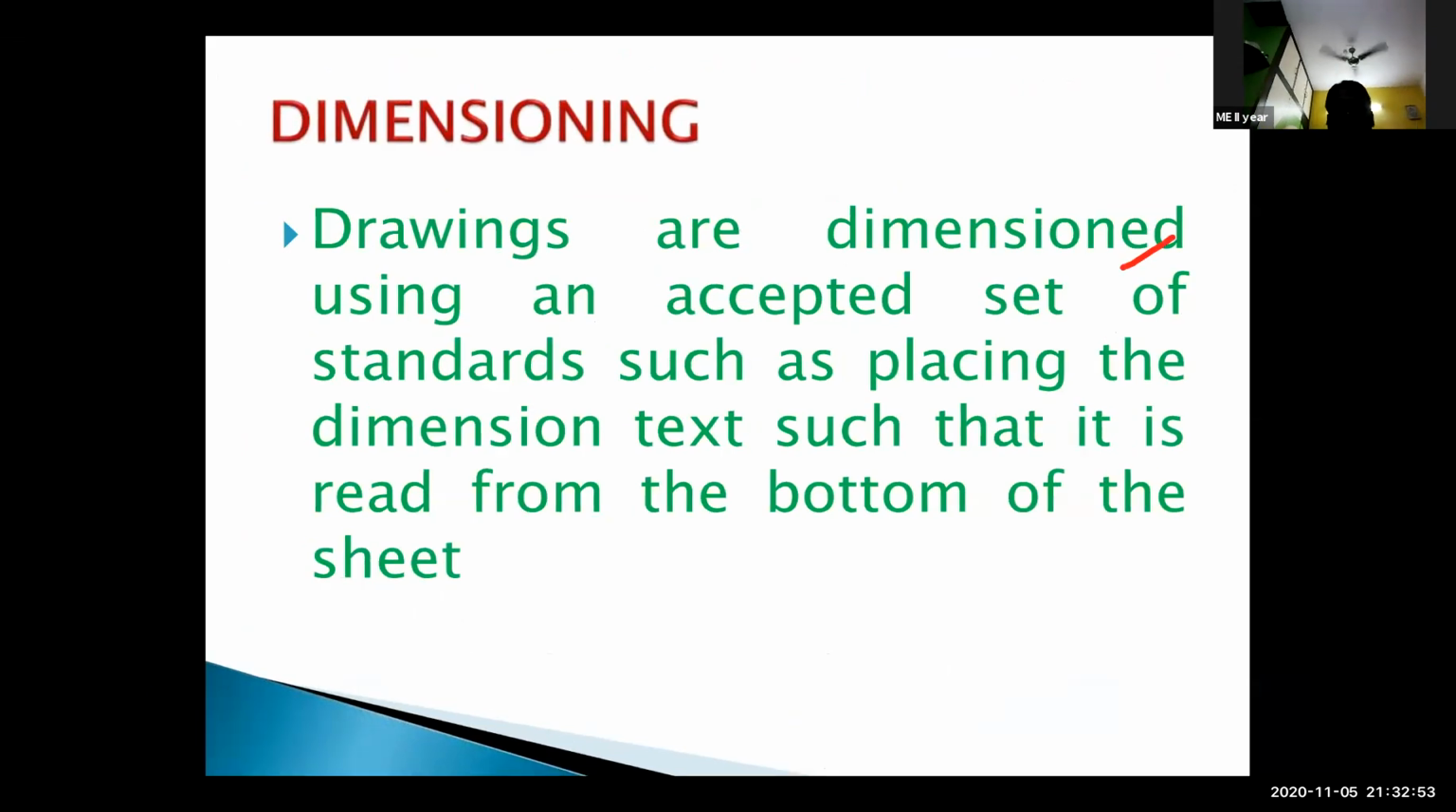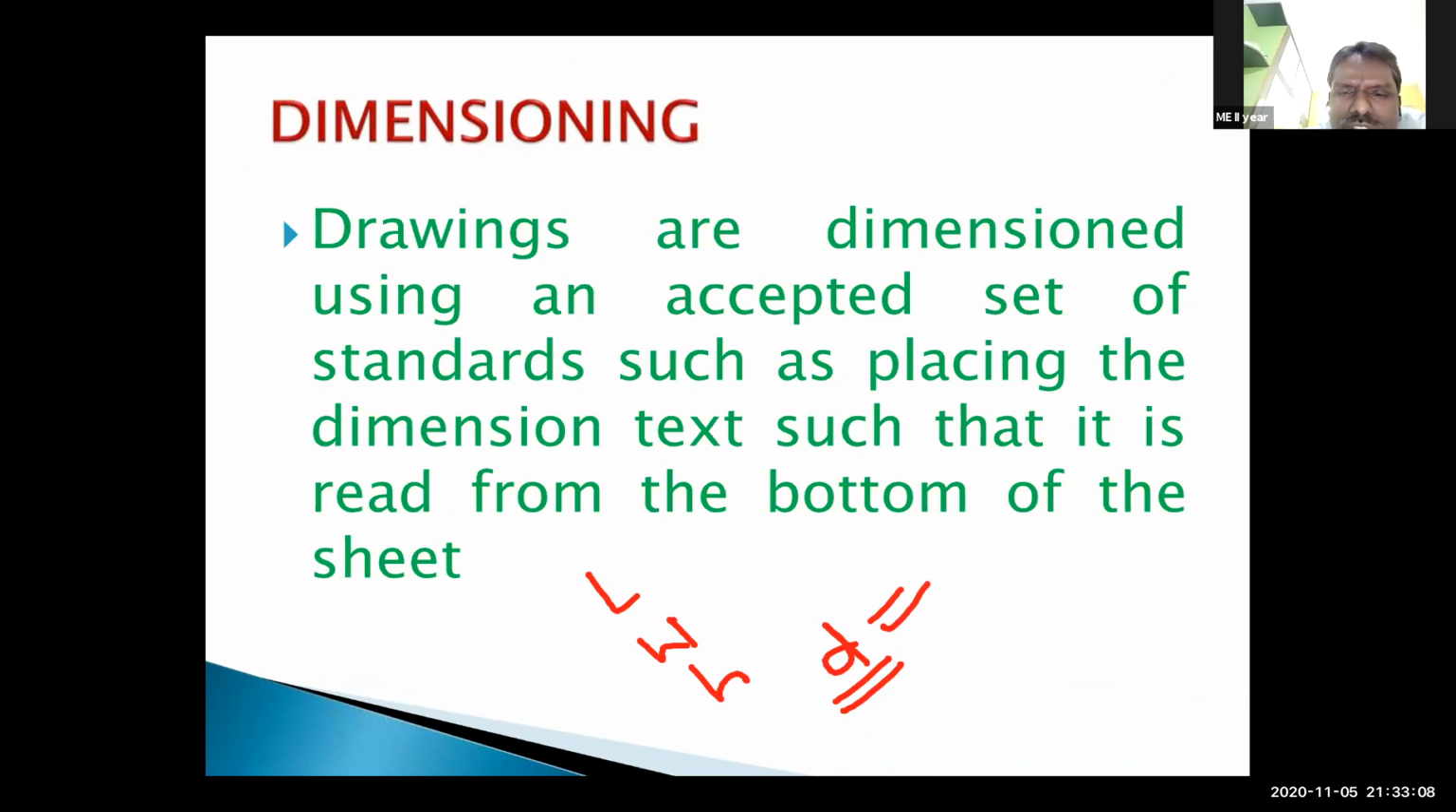Next we go to dimension. What is the meaning of dimension? It covers the length, the width, the height, the diameter of the holes, and the location of the holes on the drawing sheet of the particular object. Drawings are dimensioned using an accepted set of standards, such as placing the dimension so that it is read from the bottom of the sheet.